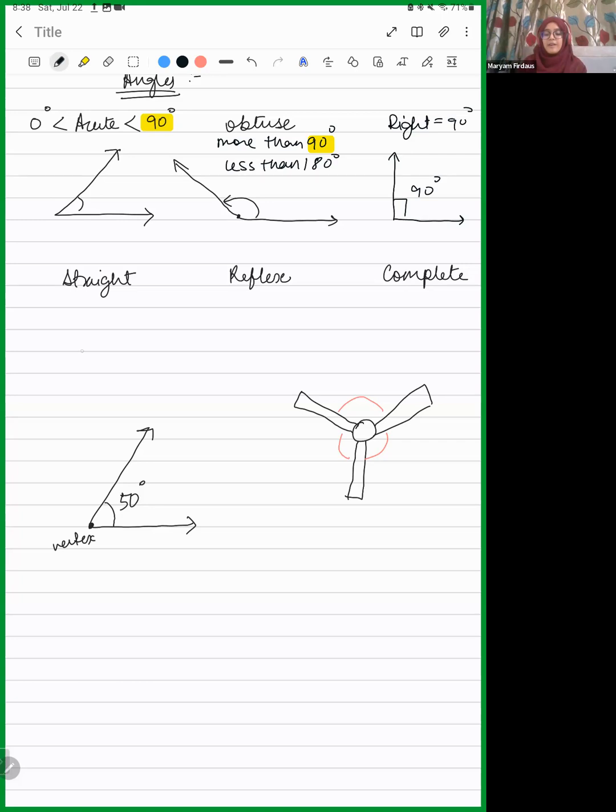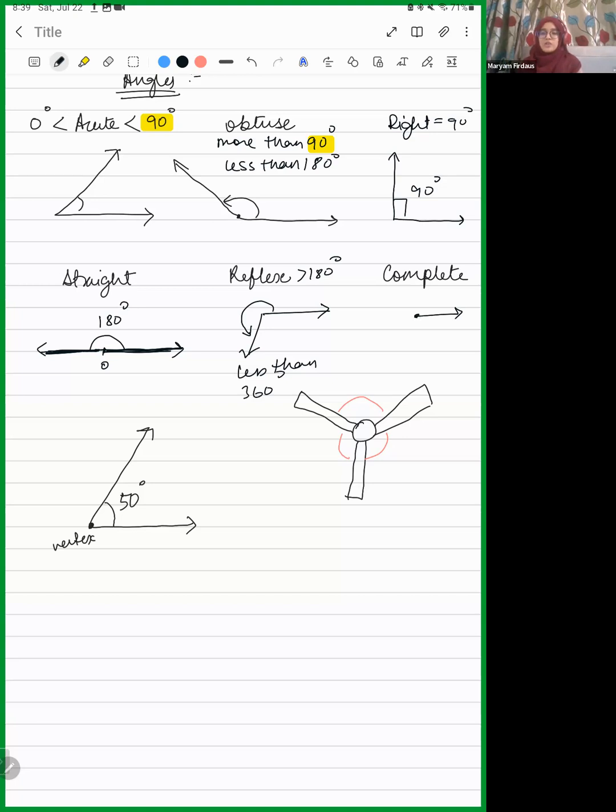Straight angle is 180 degrees. Why do we call it a straight angle? Because it makes a straight line. These two different arms, you can say rays, they make 180 degrees. Reflex angle is an angle that is more than 180 and less than 360. Very good. Complete angle means 360 degrees.